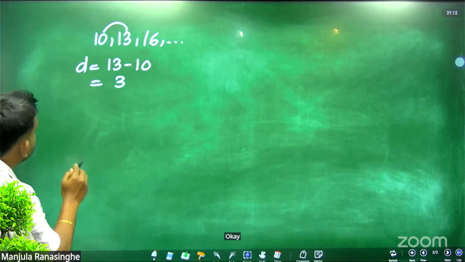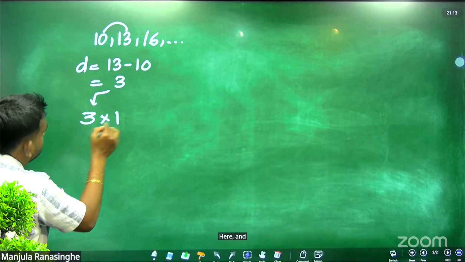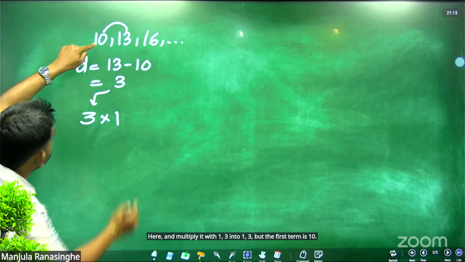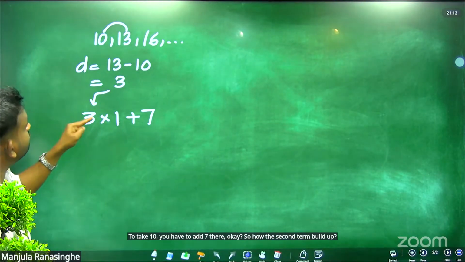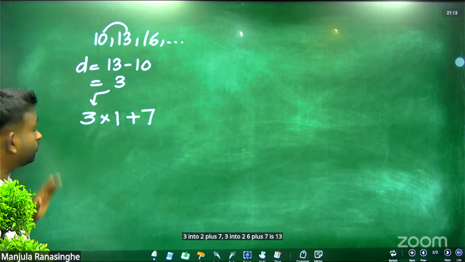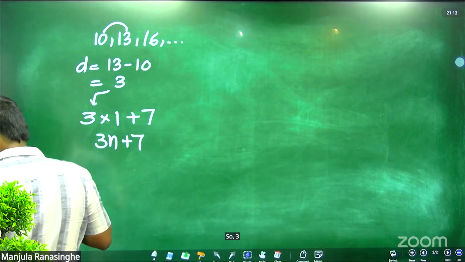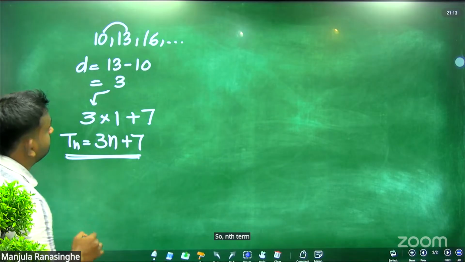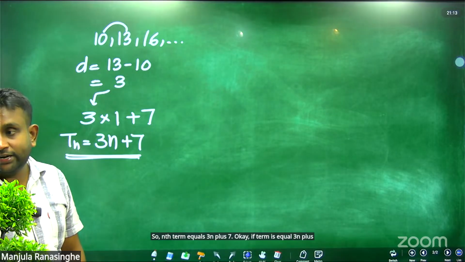Then take this 3 and multiply it with 1. 3 into 1 is 3, but the first term is 10, so to get 10 you have to add 7. How does the second term build up? 3 into 2 is 6, plus 7 is 13. Now for the nth term, you substitute n. So 3n plus 7 is Tn. The nth term equals 3n plus 7.